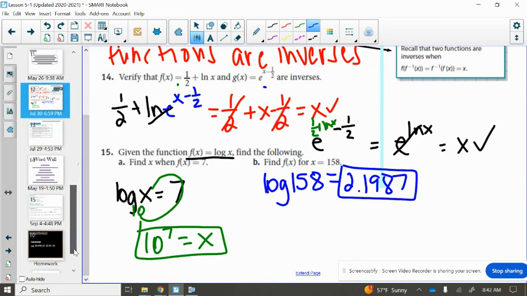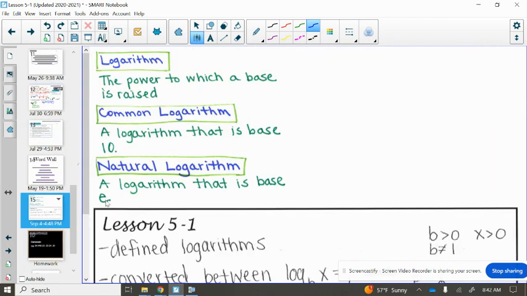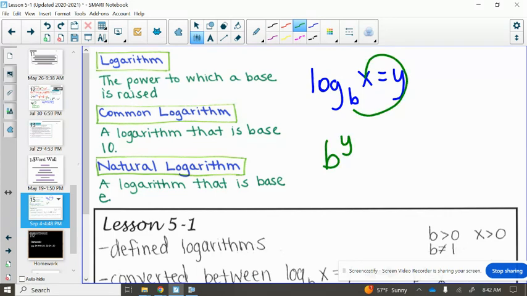All right, now we will definitely be working more with logs in class, but definitely something you may want to have jotted down is that idea that if we have log base b of x equals y, and you rewrite that, its exponential form is b to the y power equals x.